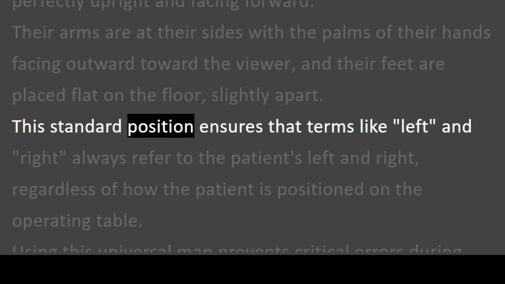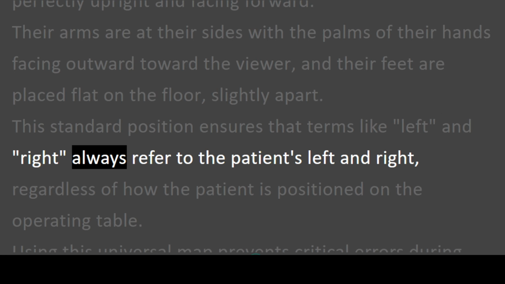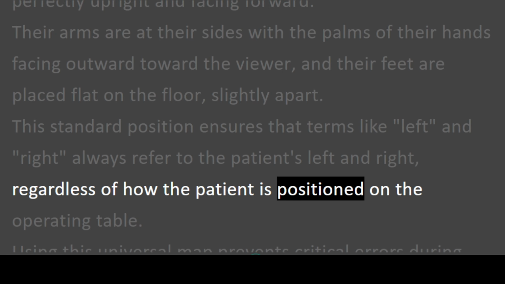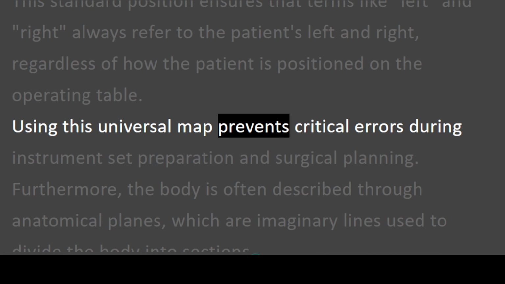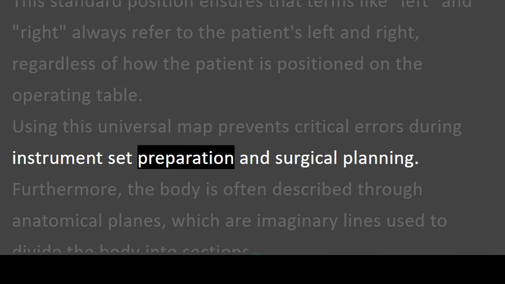This standard position ensures that terms like left and right always refer to the patient's left and right, regardless of how the patient is positioned on the operating table. Using this universal map prevents critical errors during instrument set preparation and surgical planning.